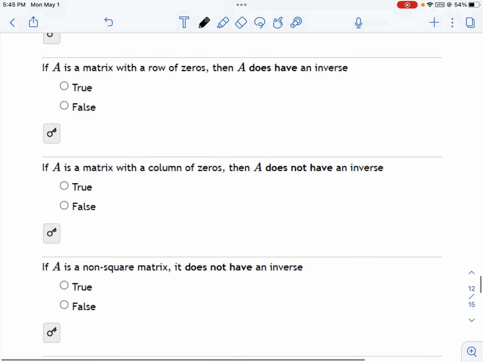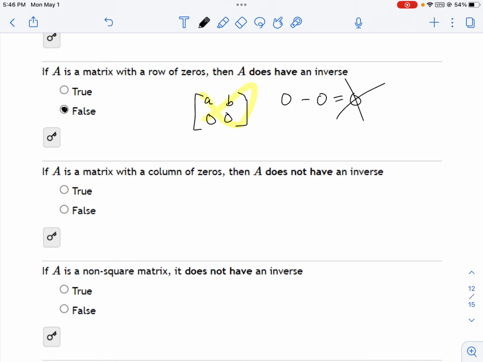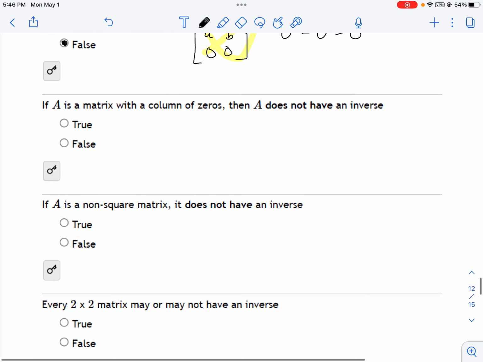Okay, the next one is: if you have a row of zeros, then A does have an inverse. This is also false. Think about it this way. If you have a row of zeros, and numbers right there, and you try to take the determinant of this matrix, a times 0, that's 0, minus b times 0, also 0, we get 0, and that means that it is not invertible. There is no inverse for your matrix, and then you would be out of luck, right? So saying it does have an inverse, that's a false statement.